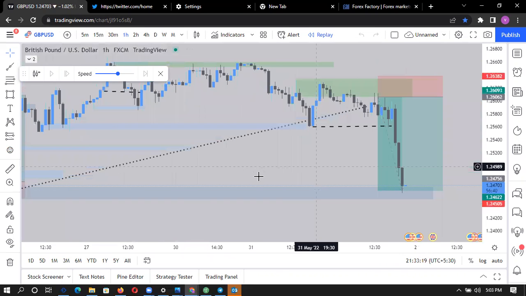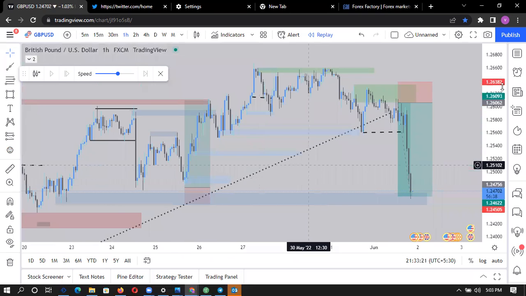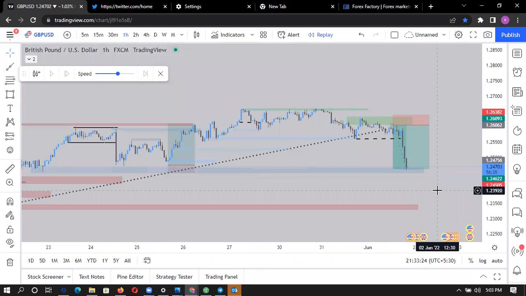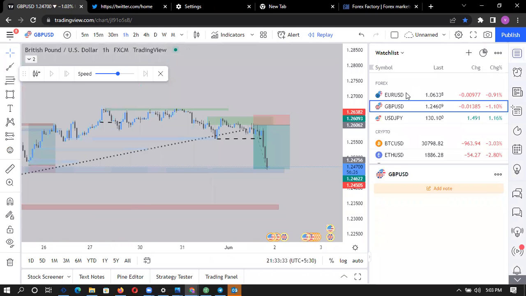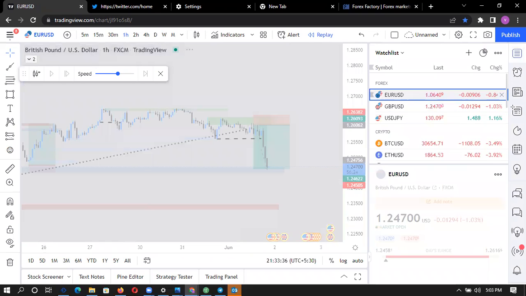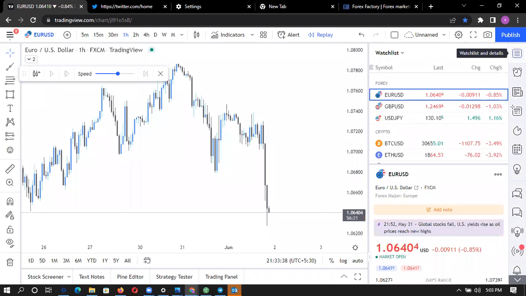So this could have been an example of the trade we could have taken on GBPUSD today, but we actually took a trade on the other one. We took a trade on EURUSD yesterday. I think so, yeah, we took EURUSD yesterday.